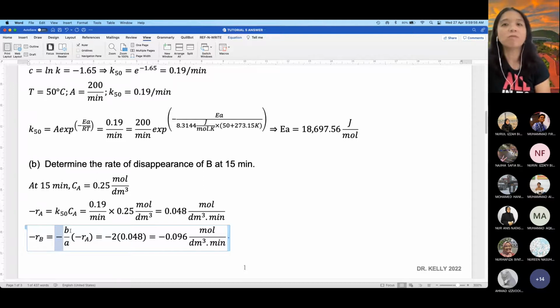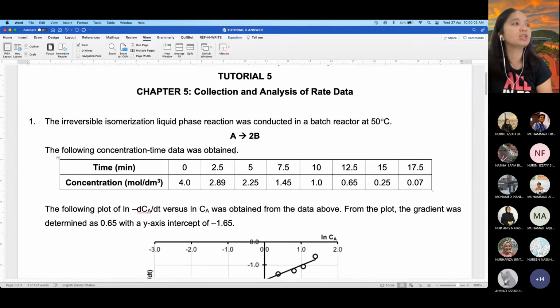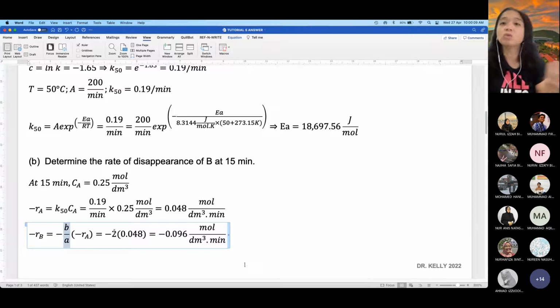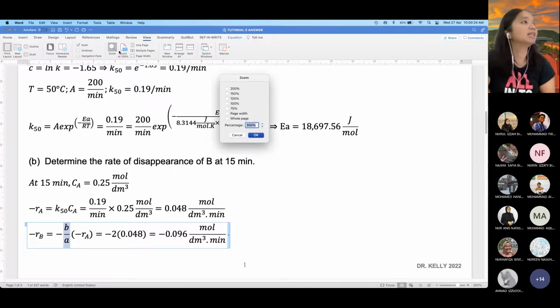And then don't forget, you must multiply with the stoichiometric coefficient ratio. So the ratio for B is 2, the stoichiometric coefficient. For A is 1. So it becomes 2/1. So 2 lah kan? Multiply with your minus RA. So then you will get minus RB as negative 0.096.